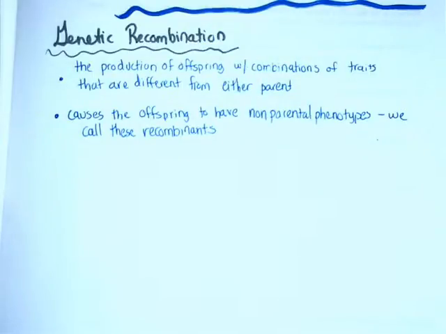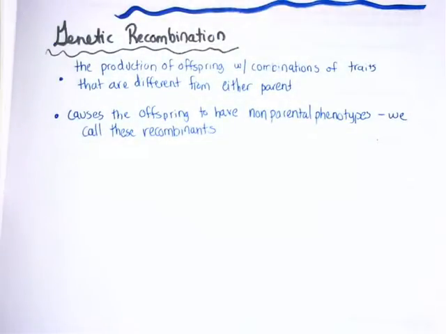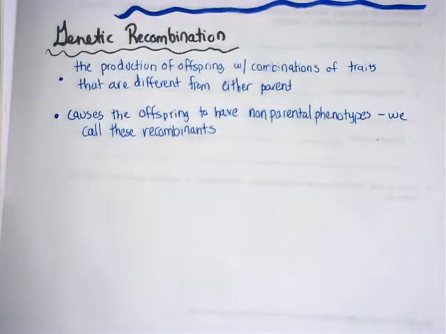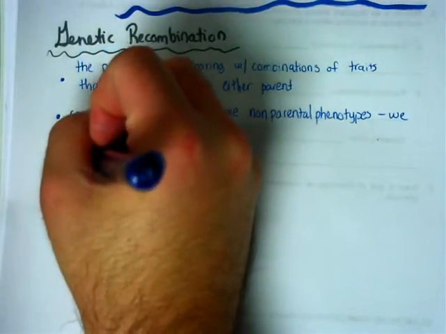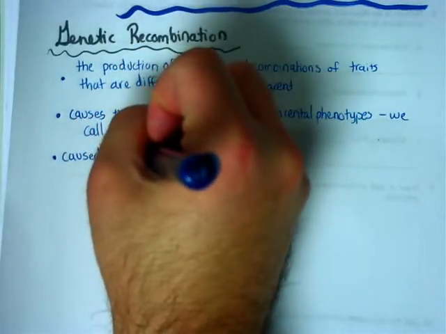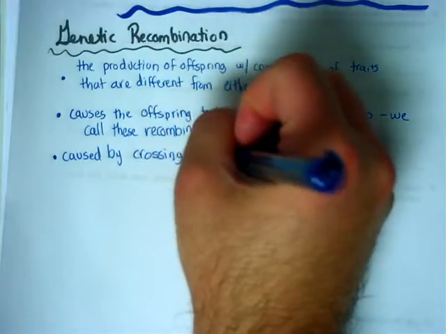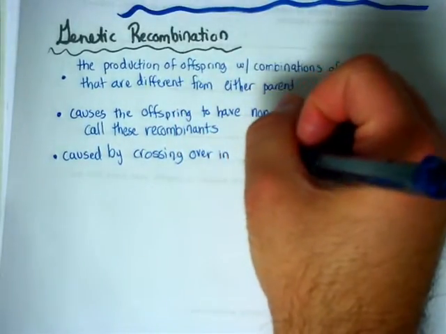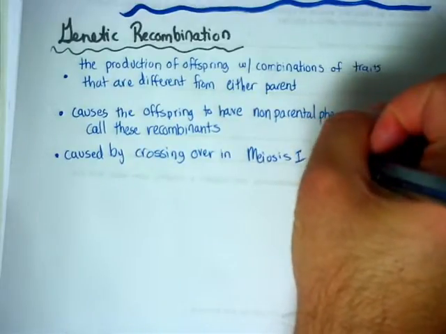These are recombinants. So a recombinant chromosome would be one that is appearing different than either parent. And why does this happen? Right. And when does that happen? In meiosis 1 specifically? Prophase 1.